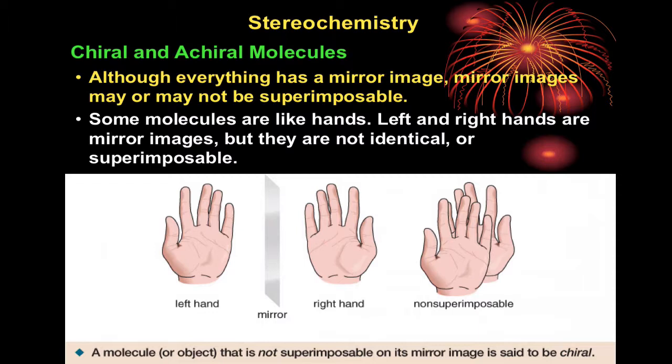If I hold up my right hand to a mirror in the morning, what's reflected back at me? My left hand. If I hold up my left hand to the mirror, what's reflected back? My right hand, right? My left and my right hands are mirror images of one another. But I cannot superimpose one on top of the other. Right? And we know that our right and left hands are very different, even though I've got 5 fingers attached to this palm in both cases.